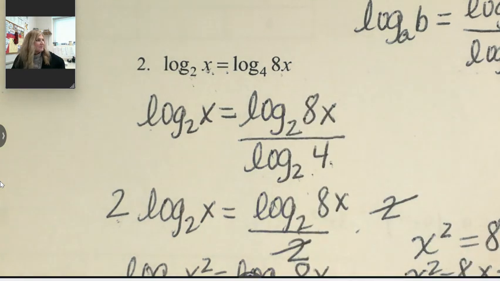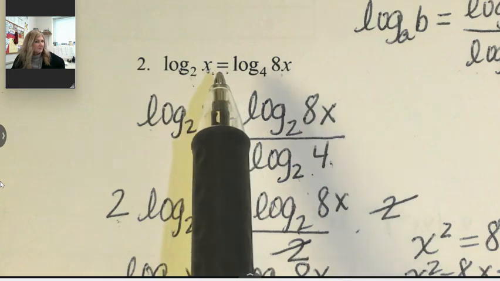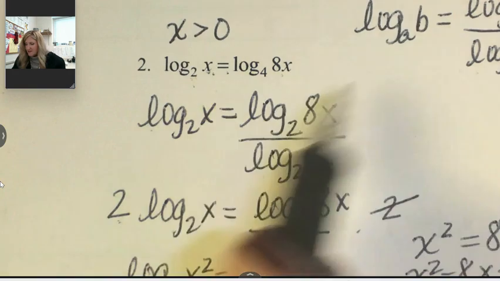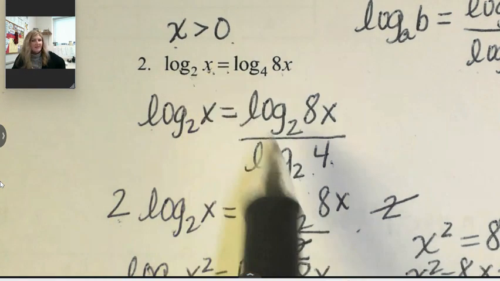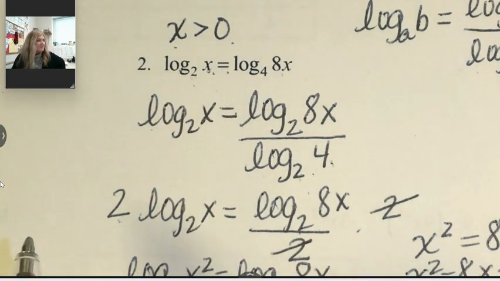Rachel? It can't be 0 because it started with the log first. That can't be greater than 0. Correct. In fact, you might even want to write that at the beginning. Some people just like to say, hey, whatever I get for x, it's got to be greater than 0, and some people like to check at the end. So, all right, makes sense?